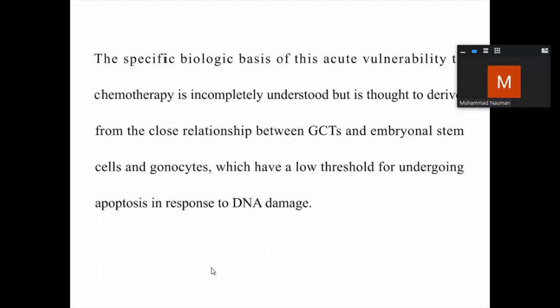So I want to address all my friends who are listening to us. This is a very important concept. You see, cisplatin has a platinum component, and it is a chemotherapeutic compound.